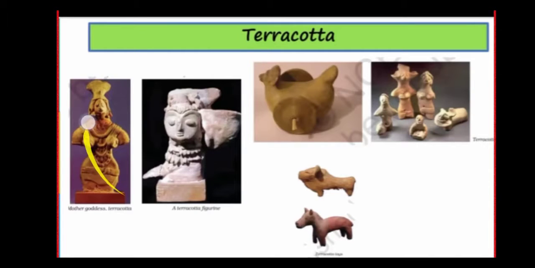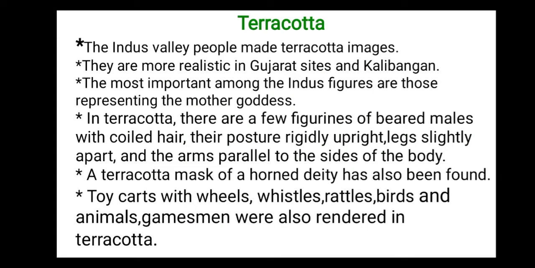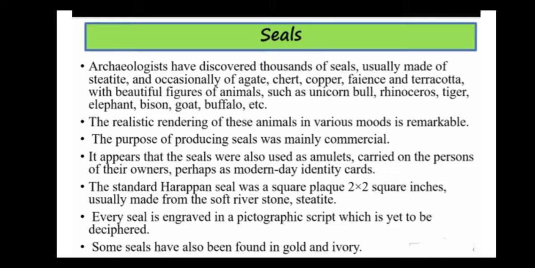So these are the pictures of terracotta, meaning fired clay, toys and statues. The Indus Valley people made terracotta images. They are more realistic in Gujarat sites and Kalibangan in Rajasthan. The most important among the Indus figures are those representing the mother goddess. In terracotta, there are a few figurines of male figures with coiled hair, meaning curly hair. Their posture is generally upright, legs slightly apart, the arms parallel to the sides of the body. A terracotta mask of a horned deity has also been found there. Toy carts with wheels, whistles, rattles, birds, and animals, gamesmen were also found in the Indus Valley civilization.